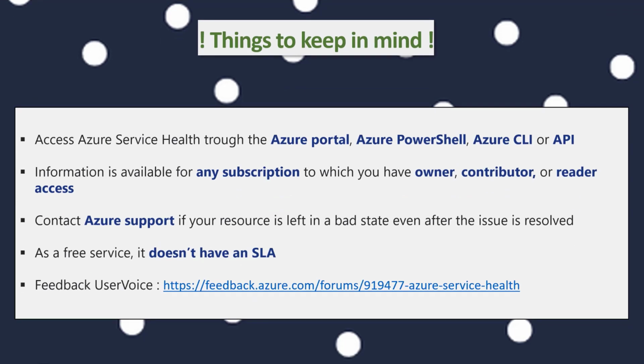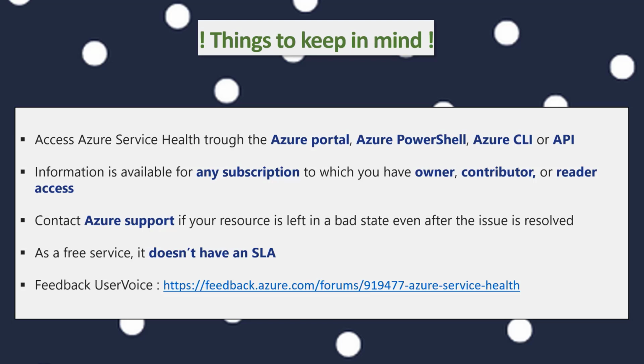So there are also some things you should keep in mind. First of all, you can access the service health through the Azure portal, Azure PowerShell, Azure CLI, or API. You can see information for any of your subscriptions. You only need specific rights. You should at least be an owner, contributor, or have reader access.